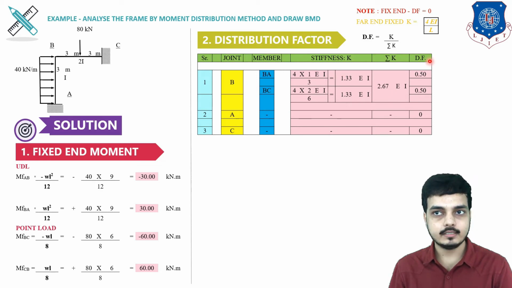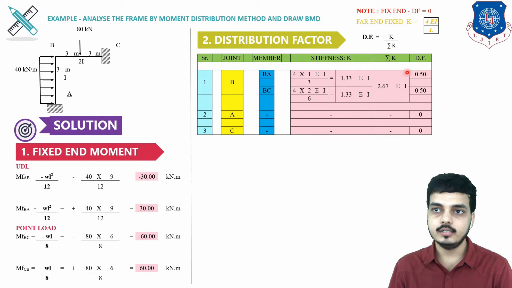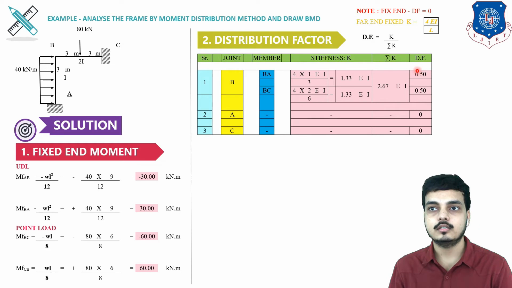Now to find the distribution factor, we have to apply the formula stiffness upon total stiffness. So K is 1.33 EI divided by 2.67 EI. EI will be cancelled out. 1.33 divided by 2.67 is nothing but 0.5. Similarly, this will be again 0.5. Now, as I have explained in the previous sum, the algebraic sum of these two values should be equal to 1. Here you can see that 0.5 plus 0.5 is nothing but 1 only.